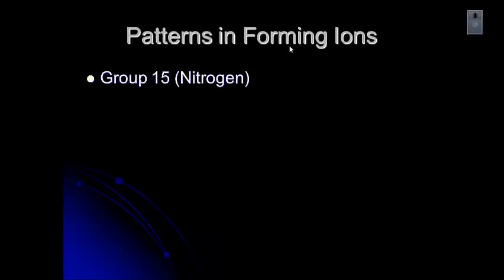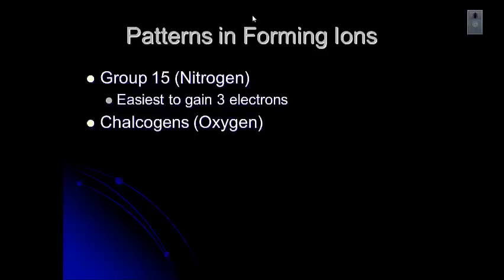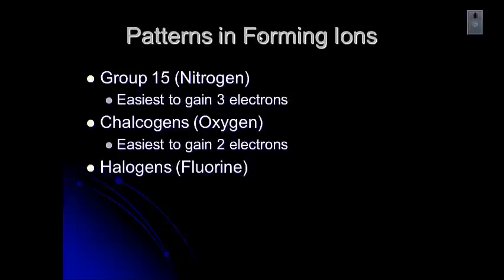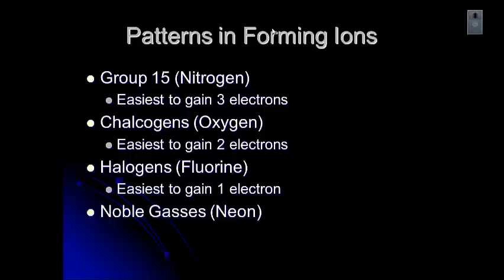Now in group 15 with nitrogen, it's actually easier for it to gain 3 electrons. It would have to lose 5, so it's easier for it to gain 3 electrons. The chalcogens, group 16, it's easier for those to gain 2 electrons. Halogens like fluorine, it's easier for those to gain 1. And then the noble gases, which are elements like neon, they don't react. They're very difficult to react because their electron configurations are so stable. They have full subshells, okay?